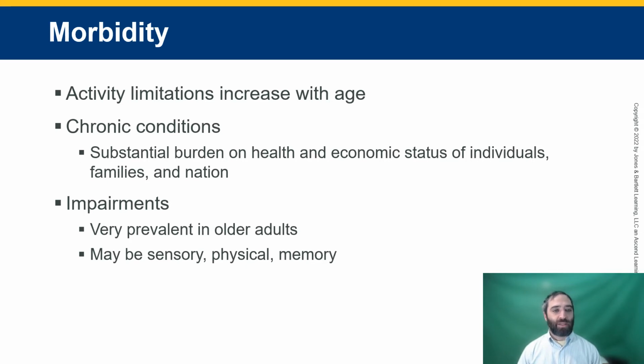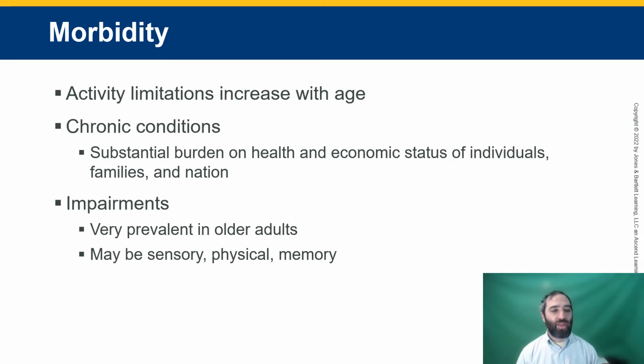Chronic conditions are a substantial burden on somebody's health and on the economic status of individuals, of the family, and then just the nation. Chronic conditions like heart disease and diabetes are expensive, not just for the individual and the family, but for the nation in general, as many times elderly people have Medicare, which is taxpayer funded, at least partially. So that's very expensive. I'm not saying it's bad that we're spending a lot of money, but the reality is it is very expensive.